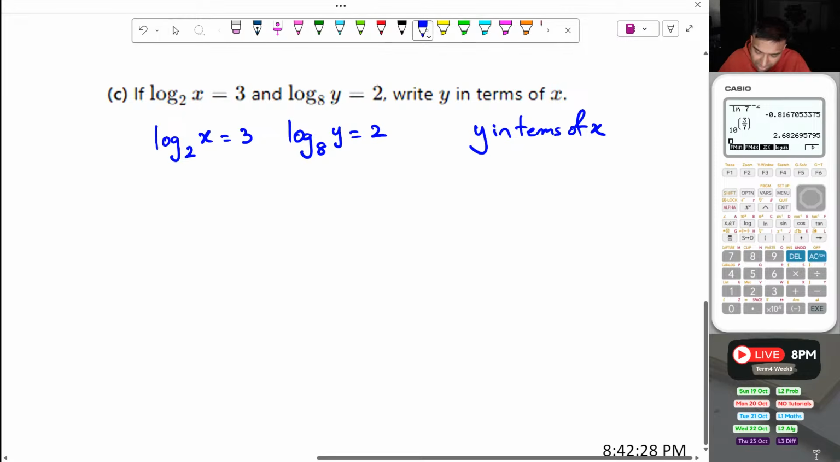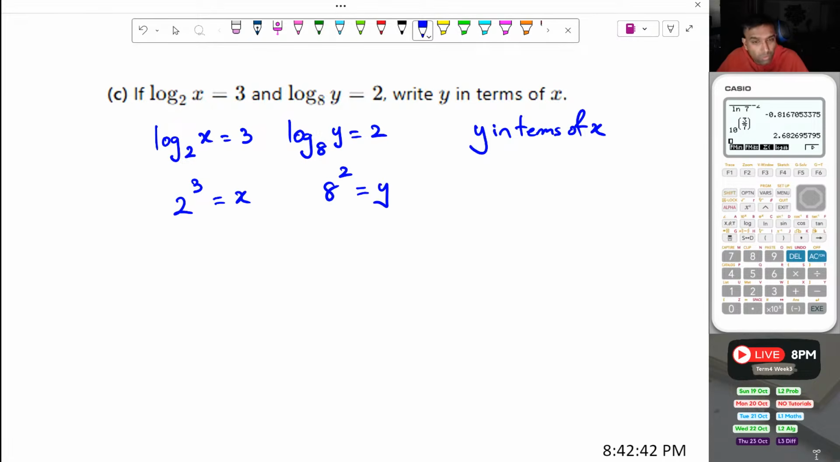All right, so looking at this question, I've got 2 to the power of 3 is equal to x. And on this side, I've got 8 to the power of 2 equals y. Now, here's the thing: x is equal to 2 to the power of 3, so x is actually equal to 8. So if x equals 8, we can straight away say that y is equal to x squared.